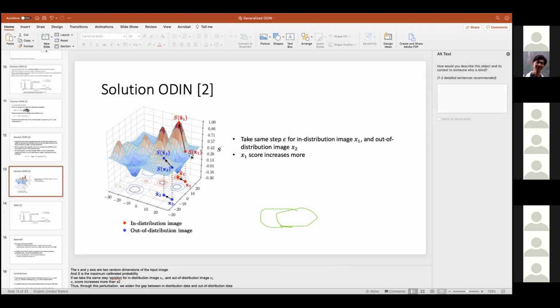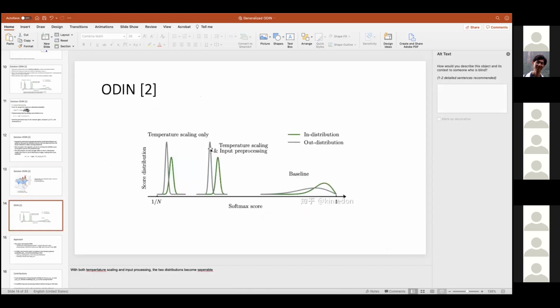X1 is the in-distribution input image. X2 is an out-of-distribution image. If you take the same step size, then compared to X2, X1 can increase more in its softmax score, because your network is trained on in-distribution data, so it's more sensitive to perturbation. That is supposed to be a hypothesis. So that can widen the gap between in-distribution and out-of-distribution.